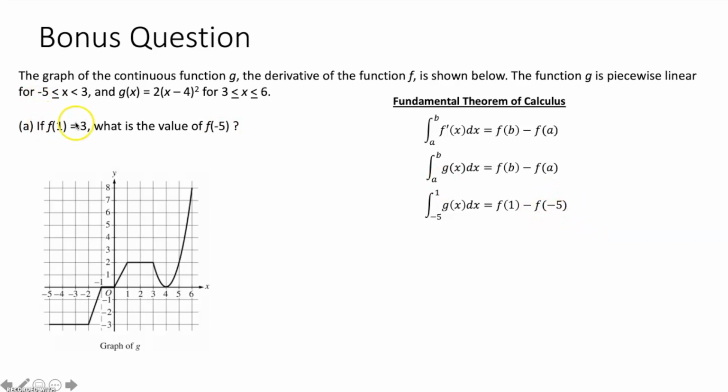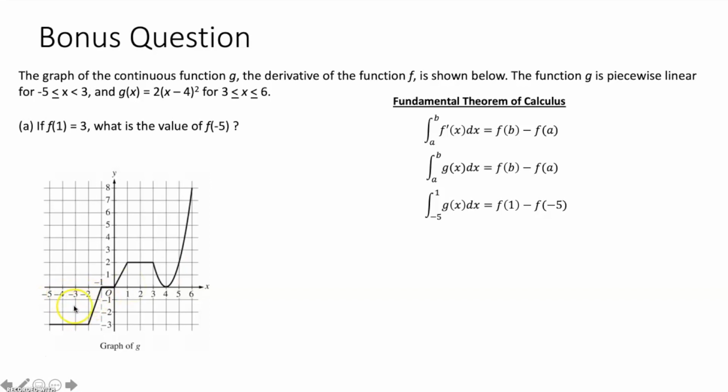Well, we know f of 1 is 3, so we can substitute that in. That's pretty easy. But what about this? What do we do about this? Well, the integral from -5 to 1 of g of x dx is technically just the area between the function and the x-axis of the g function on that given interval. So all we have to do is find the area between the function and the x-axis from x is equal to -5 to x is equal to 1.